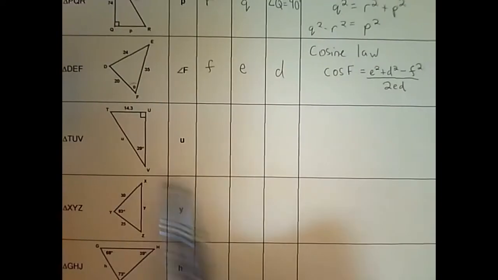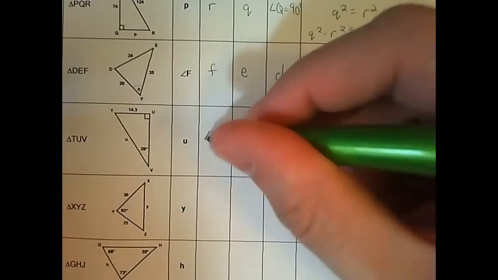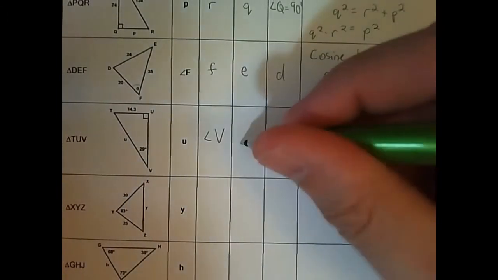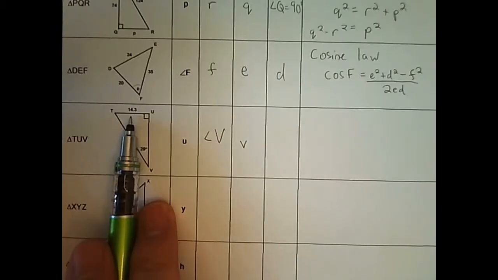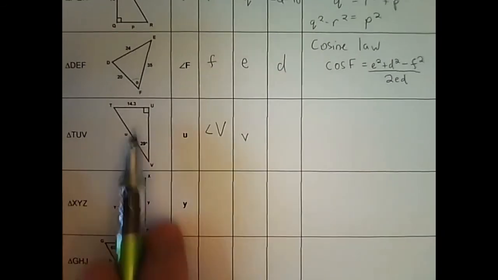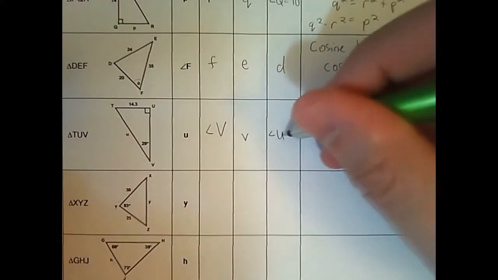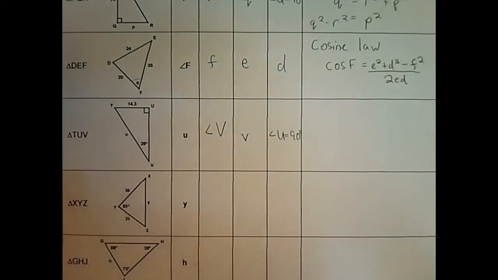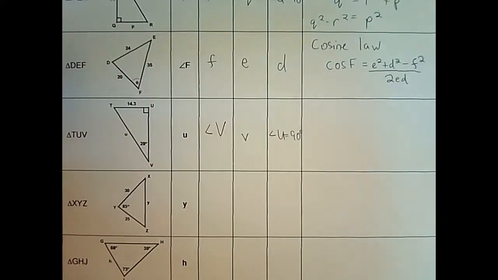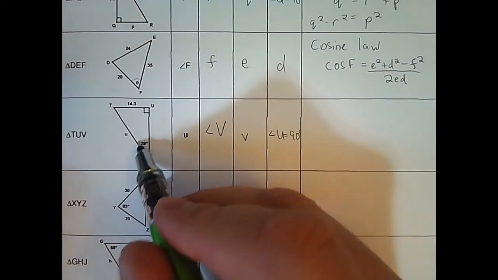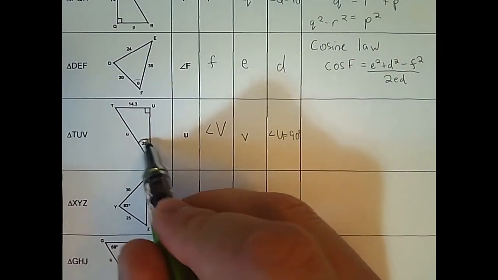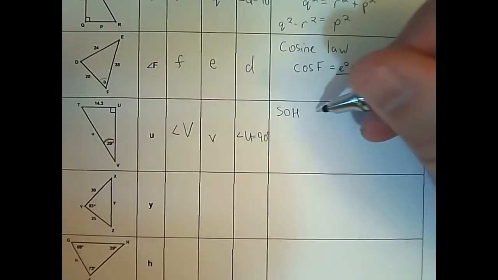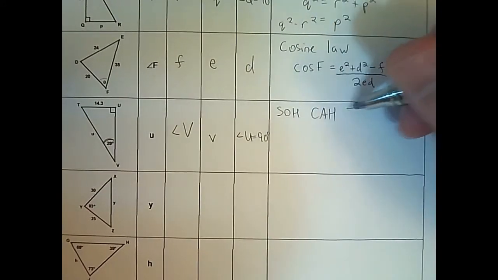For the next one, triangle TUV, I'm trying to find side U. I have angle V, which is 29 degrees. I also have side V, which is 14.3. And I also know that angle U is a 90-degree angle. So as soon as I see a 90-degree angle, it might be Pythagorean theorem, or it might be our primary trig ratios. Well, the fact that I have an angle here tells me I'm going to be using SOHCAHTOA. So we're going to use SOHCAHTOA for our primary trig ratios.